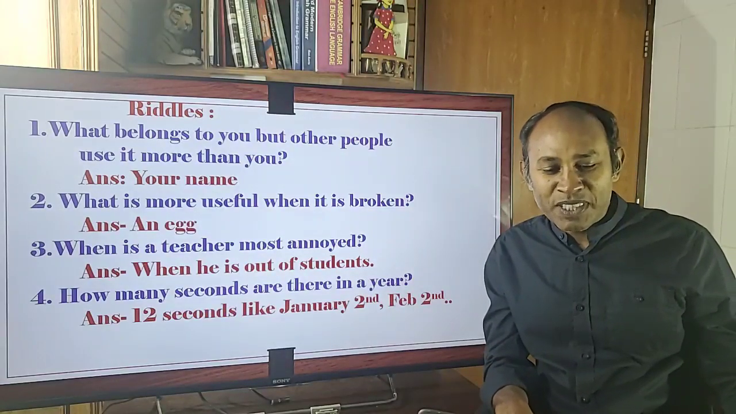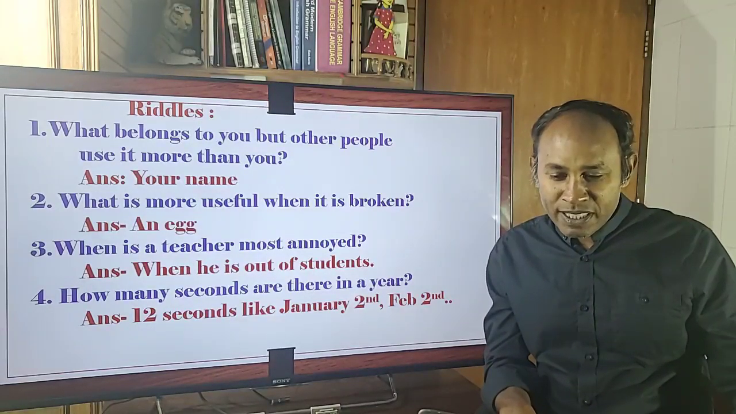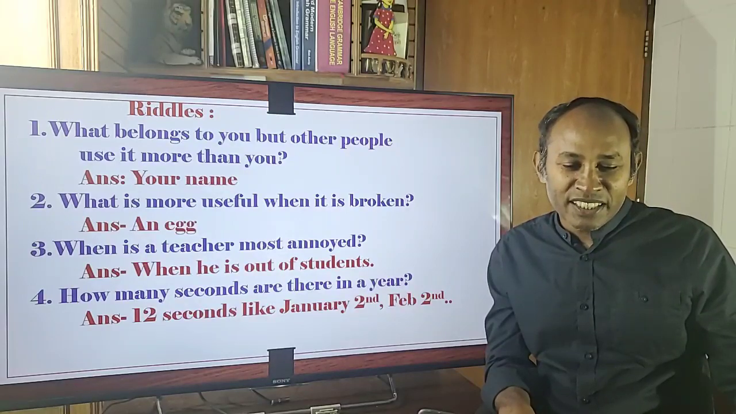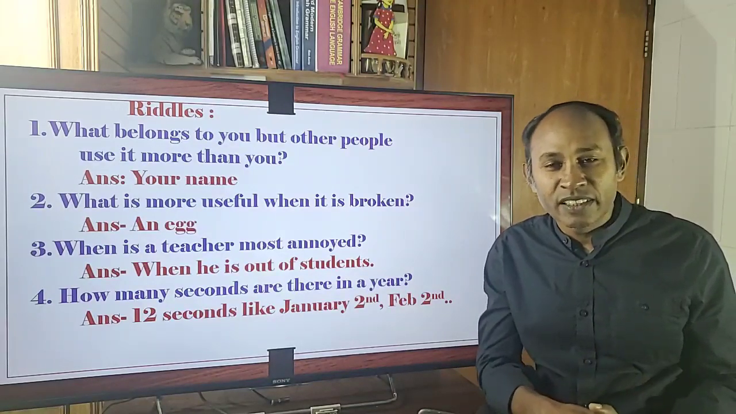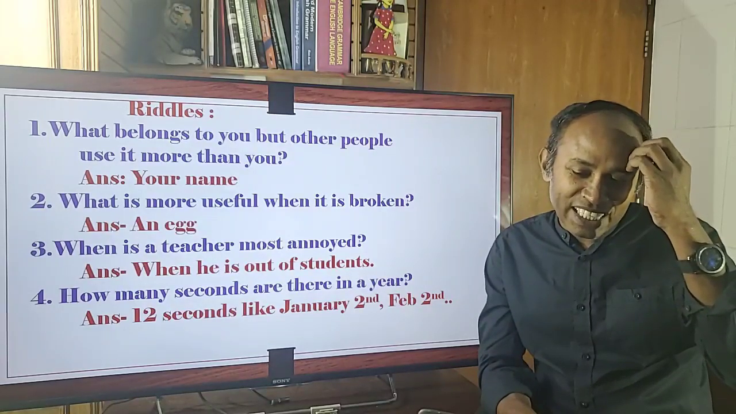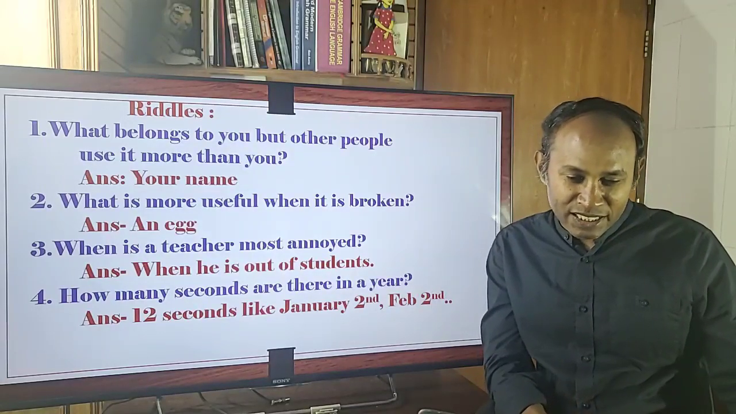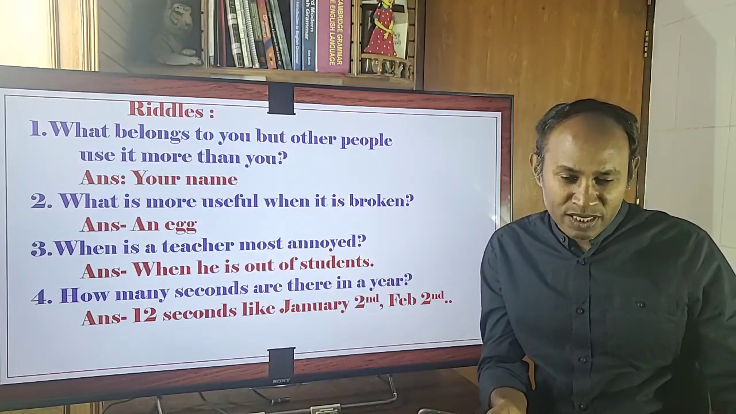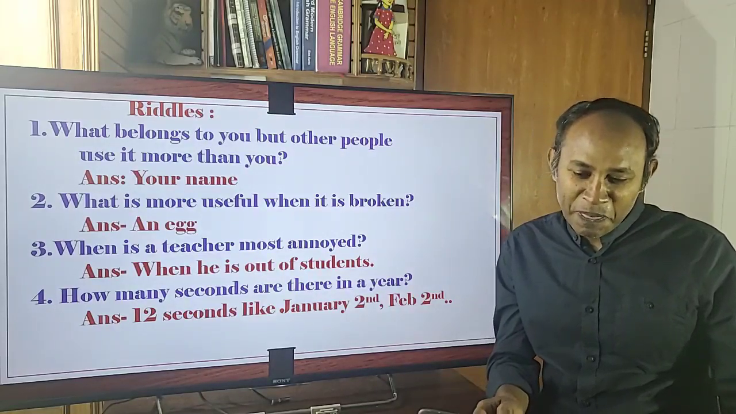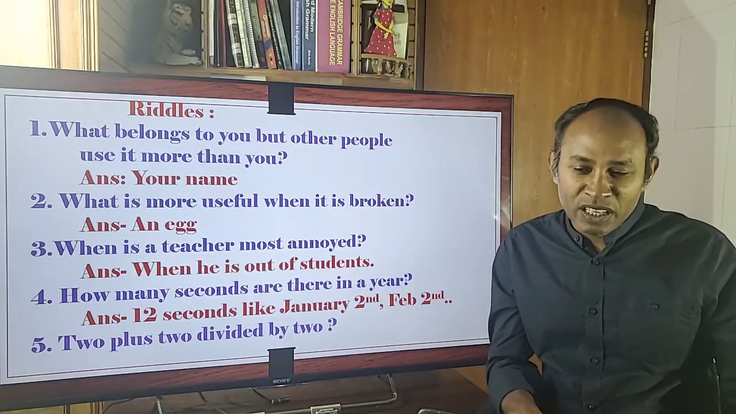So let's see, the answer is 12 seconds, like January 2nd, February 2nd, March 2nd, April 2nd, like that. Actually, by seconds here, I meant the second day, meaning how many times. I said without using a calculator. So there are 12 seconds, meaning in every month one second comes. So January second, February second, in that way there are 12 seconds, 24 seconds. That's close, you are very close to your answer. So you are very expert in maths.